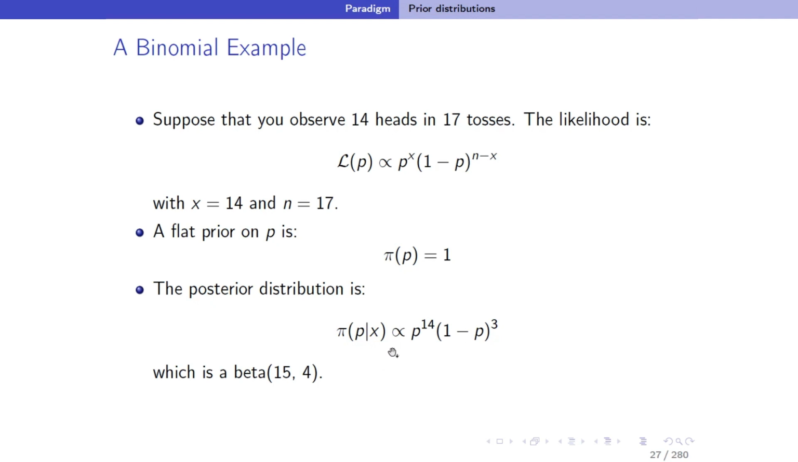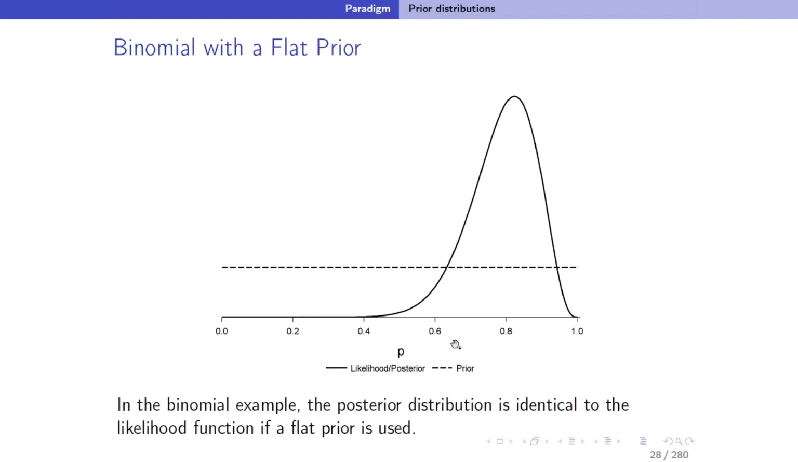Notice that in the binomial density the random variable is x, so p is fixed and x is unknown. You plug in x and n to get a likelihood, and now x is known, n is known, and p is unknown. So the random variable is p, and this is the kernel of a beta distribution. What we can see is that with a binomial model and a flat prior, the posterior is identical to the likelihood function.